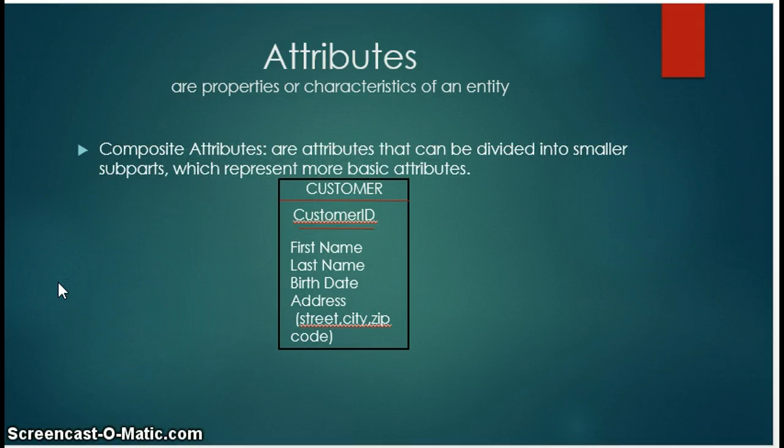Composite attributes are attributes that can be divided into smaller subparts which represent more basic attributes. Here's a customer entity. So the customer ID, and here the address. It can be divided into street, city, zip code. So those are the smaller attributes. So that address can be known as a composite attribute in this area.